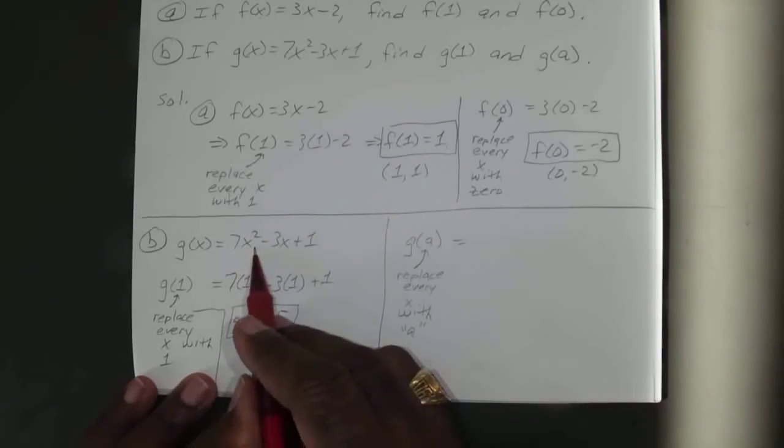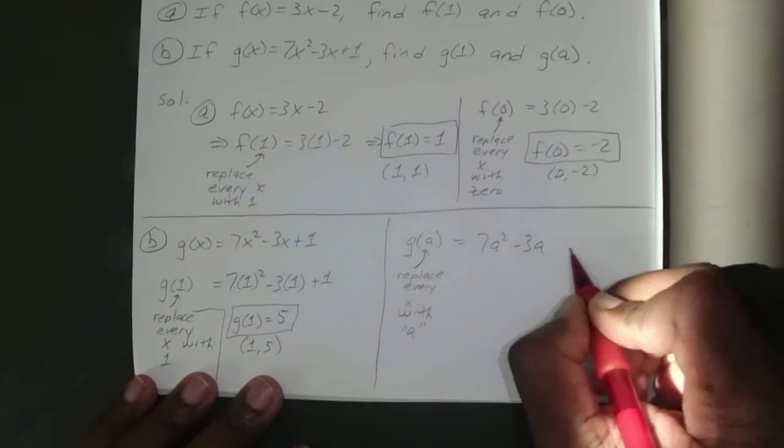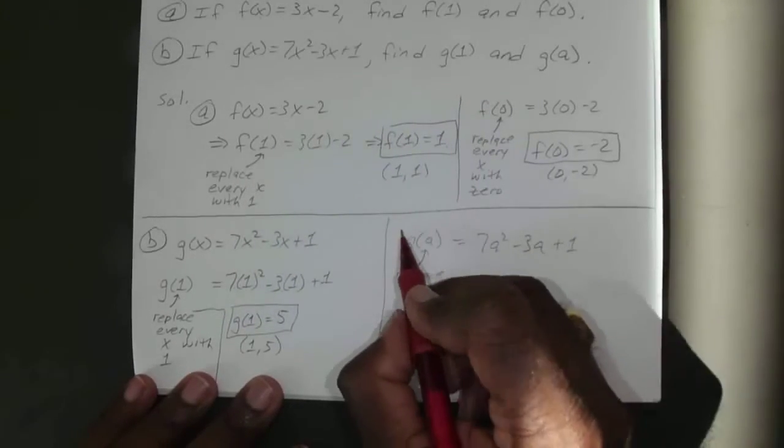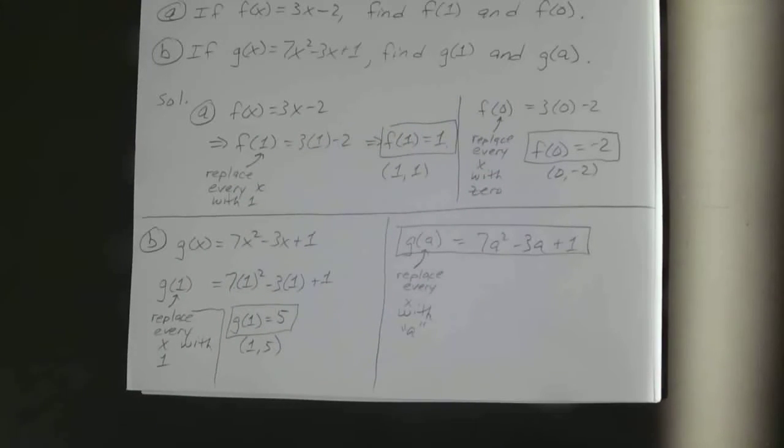Okay, so that means you have 7a squared minus 3a plus 1. So you don't have to do anything else to that one. When they ask you to just plug in for a variable, that's literally all you're doing. All right, any questions on that one? All right.